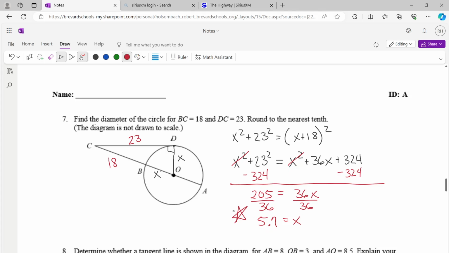because they're not asking you for x, they're asking you for the diameter. The diameter is all the way across the circle. So the diameter is equal to 2 times the radius, which is 5.7. 11.4 is the diameter.